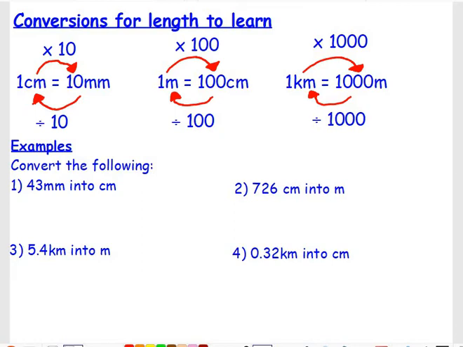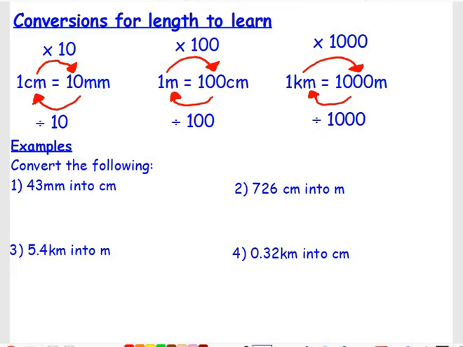1 metre, you may have seen a metre ruler stick, is made up of 100 centimetres. So 1 metre is equal to 100 centimetres. To get from metres to centimetres, we times by 100, and if we want to go from centimetres back to metres, we divide by 100.